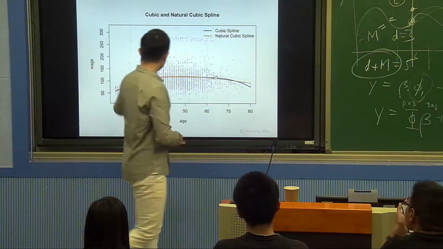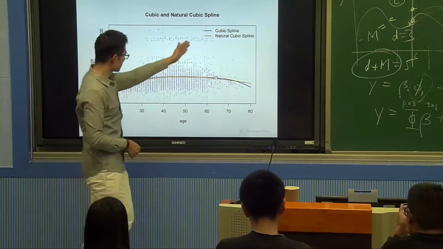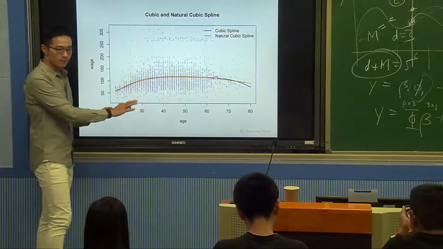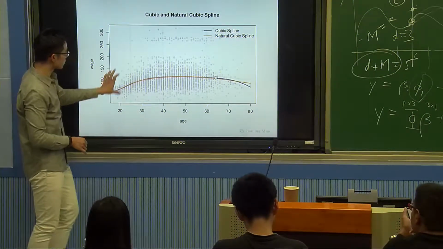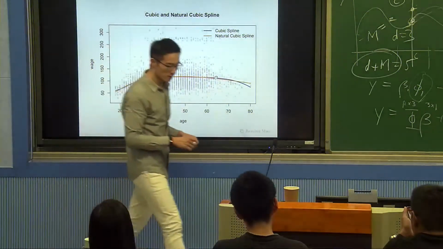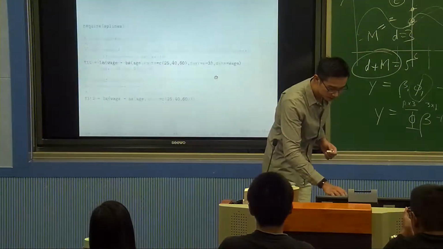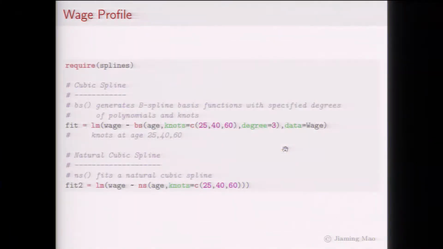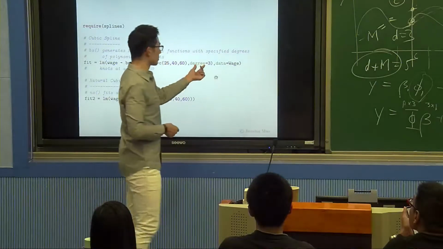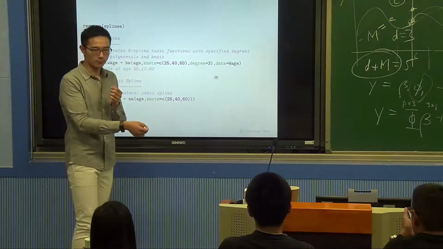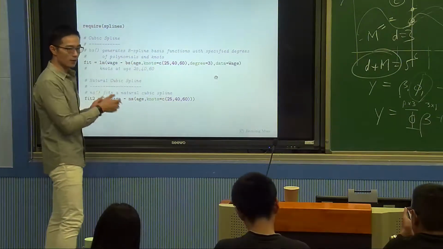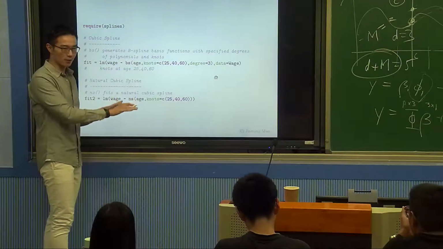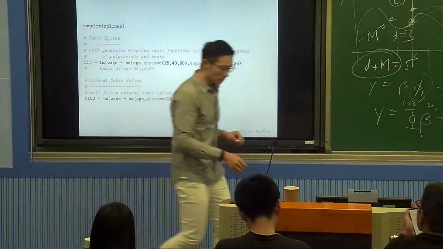Here we go, right? This is 25, 40, 60. That's our 3 knots. With these 3 knots, we're dividing data into 1, 2, 3, 4 regions. And in each region, we're fitting a degree equal to 3 cubic polynomial. So that gives us a cubic spline. Very, very simple syntax.